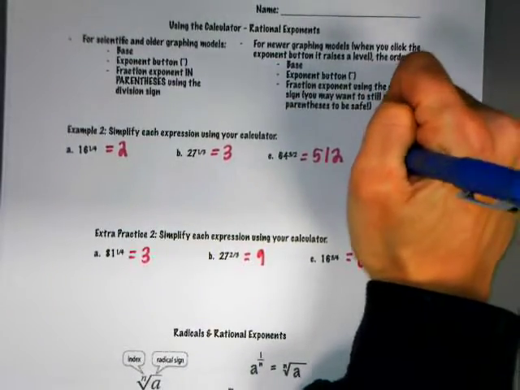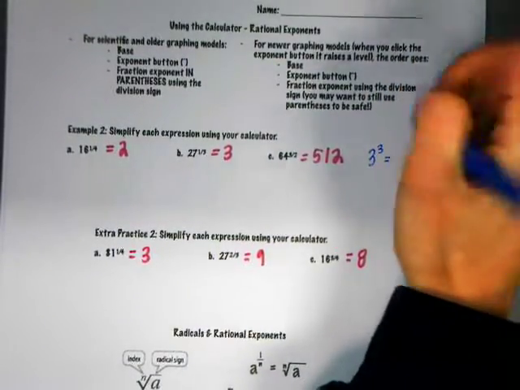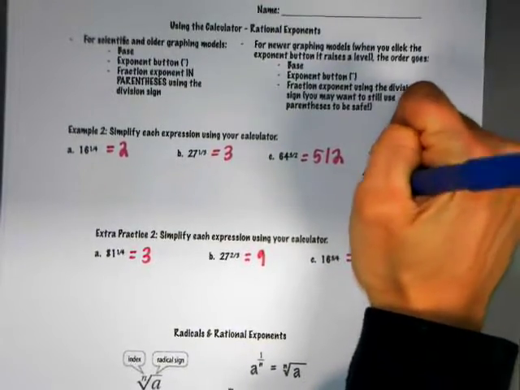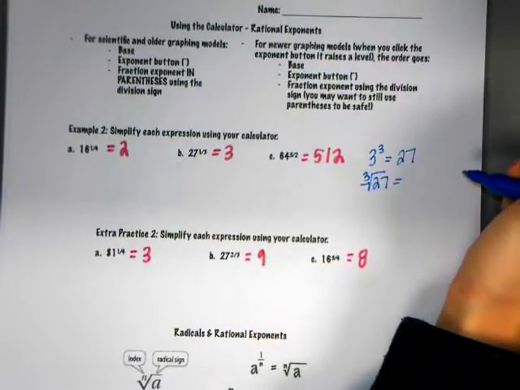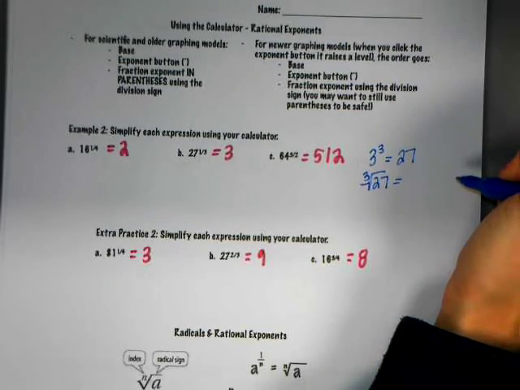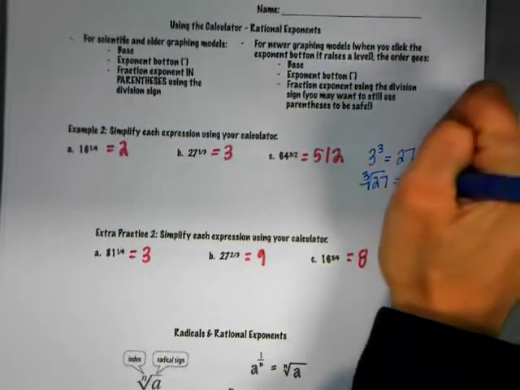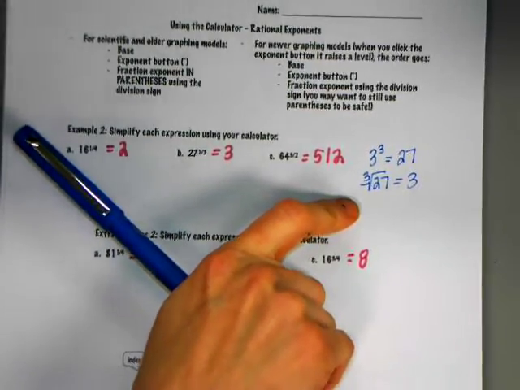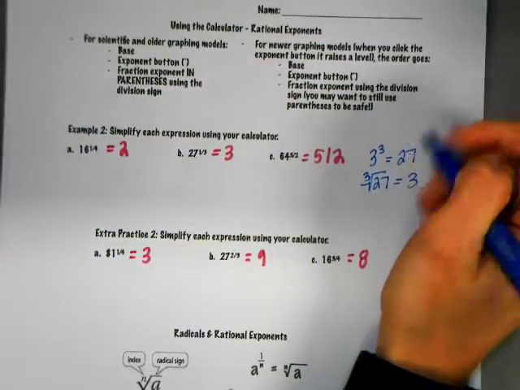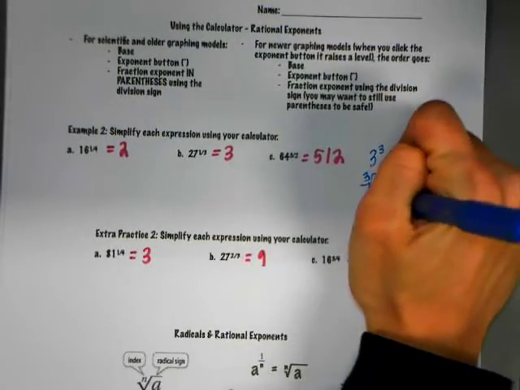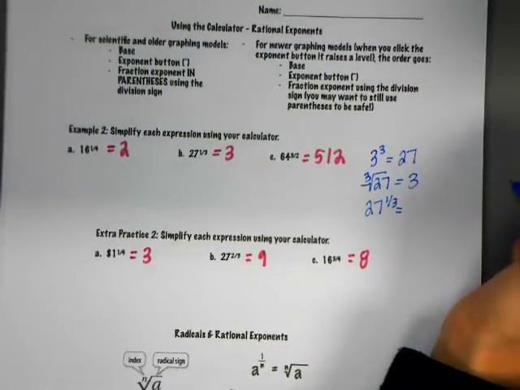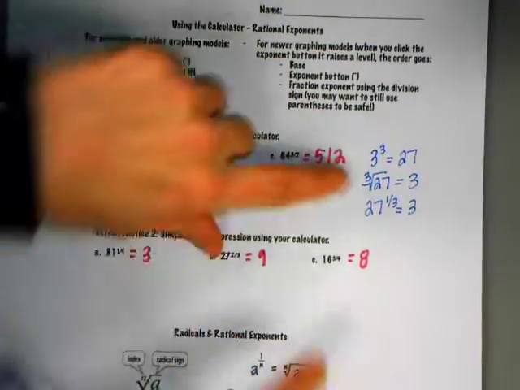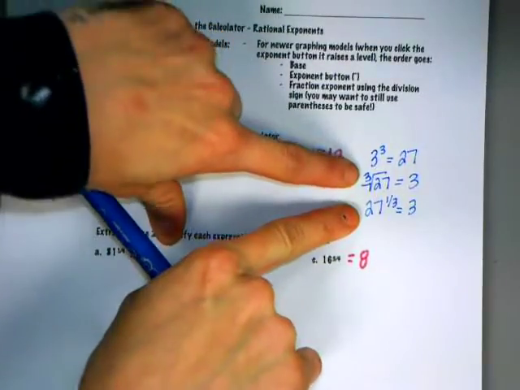So let's do, what's 3 to the 3rd power? 27. And then what's the cube root of 27? 3. So do we see how these two things are related? How they're complete inverses of each other? Now, the way that a fraction exponent comes into play. 27 to the 1/3 power was what? 3. So these two things are exactly the same thing, okay?